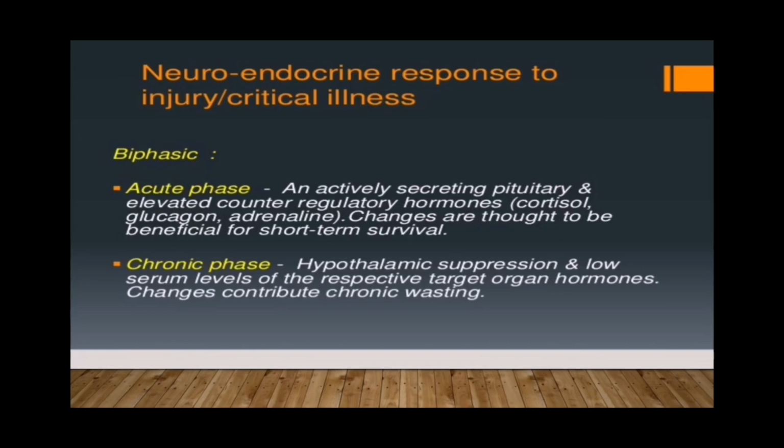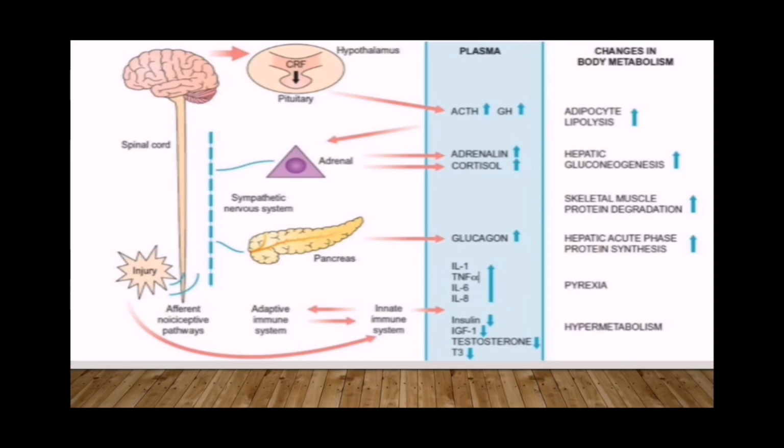In the neuroendocrine response to injury and critical illness, we have a biphasic response, which means we have an acute phase and a chronic phase. In the acute phase, an actively secreting pituitary and elevated counter-regulatory hormones like cortisol, glucagon, and adrenaline are thought to be beneficial for short-term survival. In the chronic phase, hypothalamic suppression and low serum levels of the respective target organ hormones contribute to chronic wasting. And there is a diagram showing the endocrine pathway.